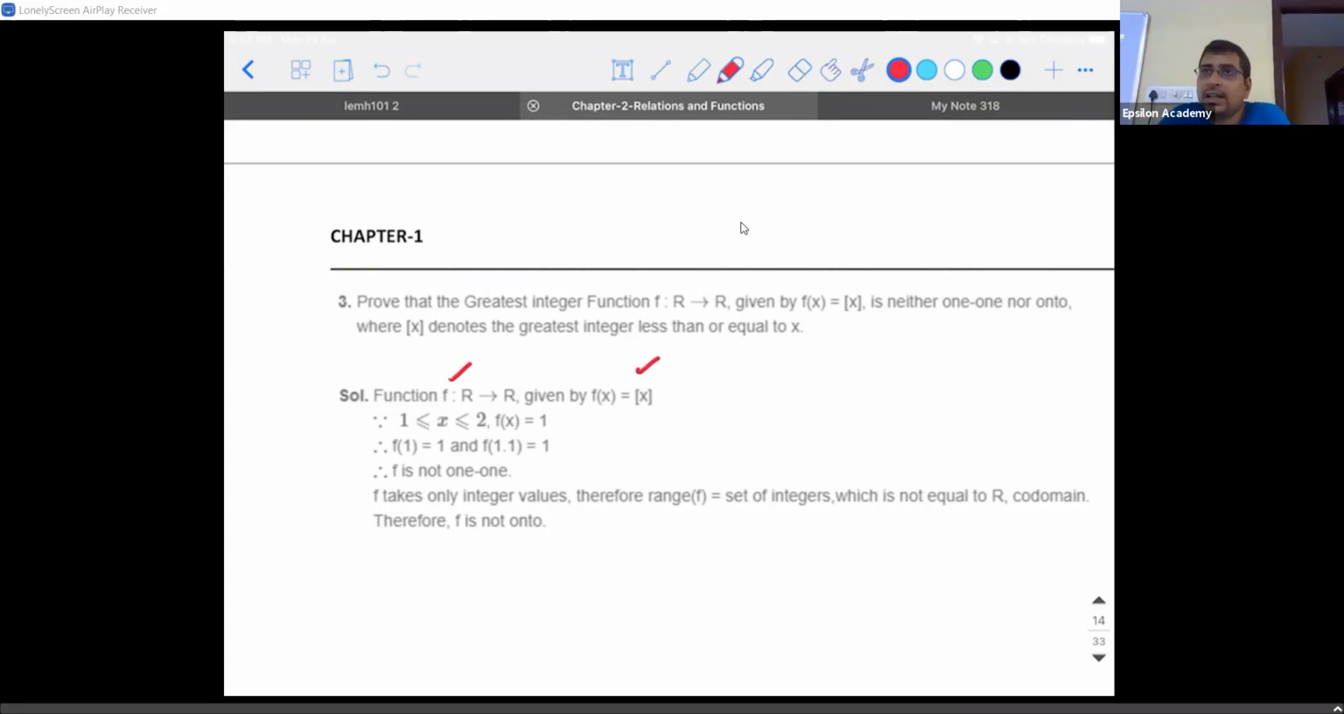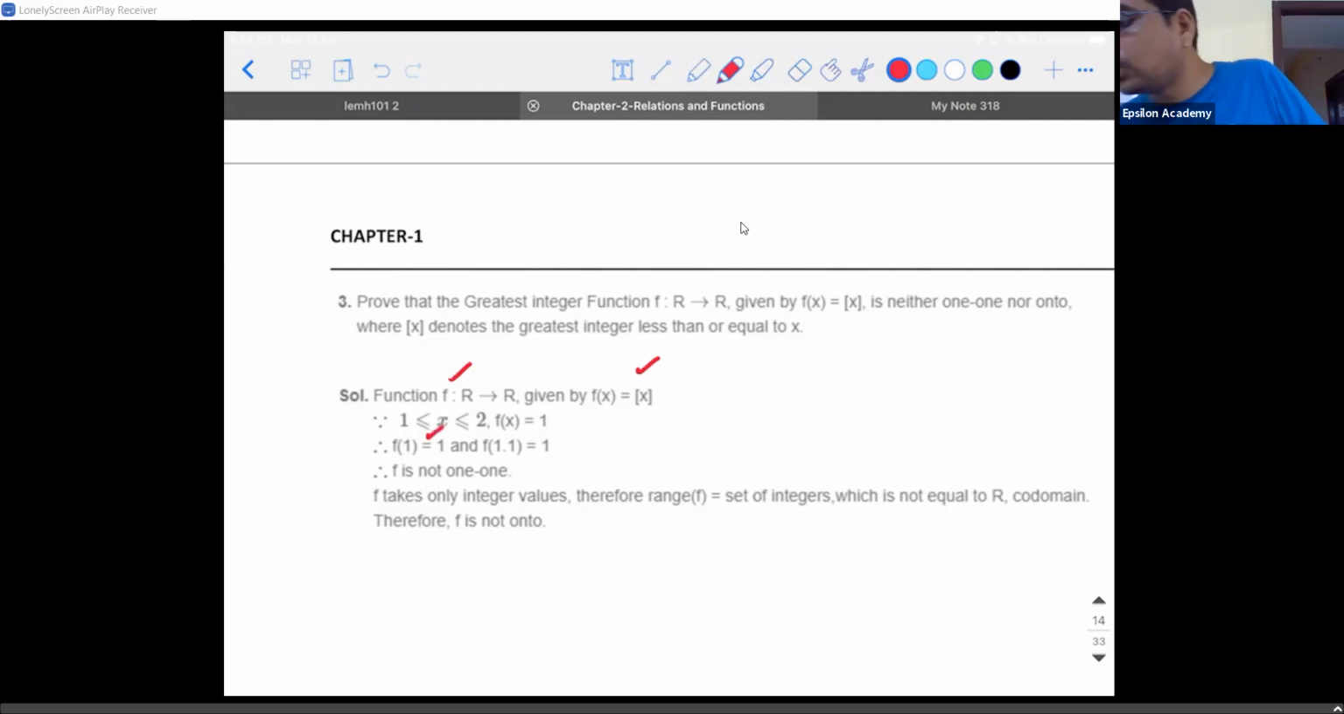If I take any range between two integers, x greater than or equal to 1 and less than 2, what will be the greatest integer of it? The greatest integer is going to be 1. So many inputs and a single output. Hence it is obviously not a one-to-one function. That's what they are trying to say.